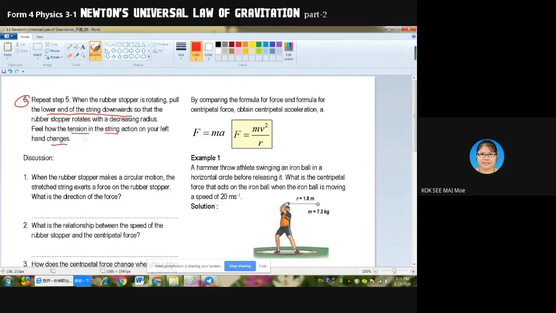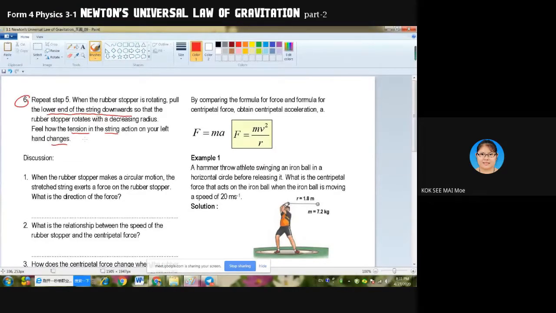So from this situation, we find that when the mass at the bottom increases, you need more tension to move it. If you don't use more tension to move it, you find it becomes slow. Okay. So another situation is the mass is constant. Now I make the string shorter. That means the radius of rotation becomes smaller. I find the rotation of the rubber stopper becomes fast.